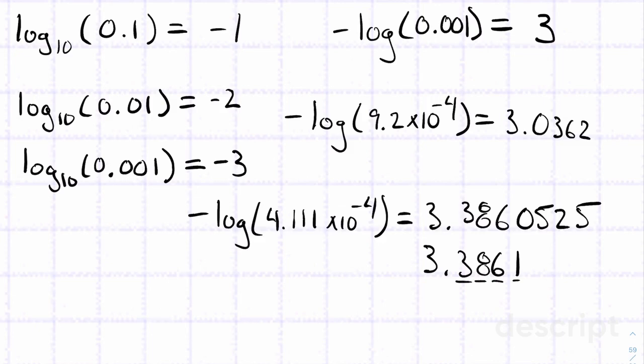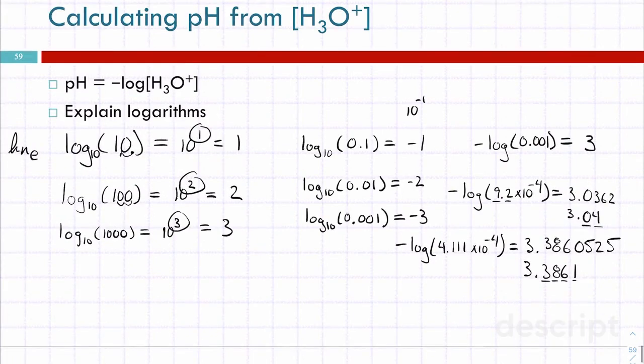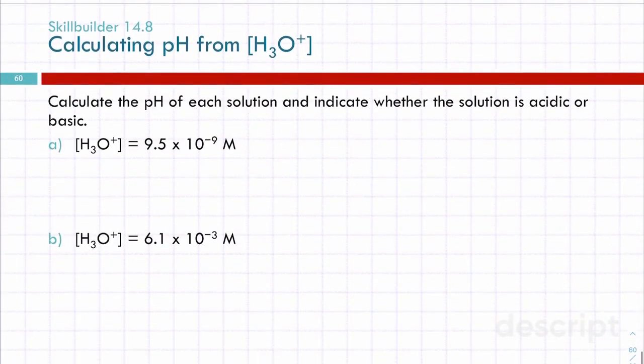So these are the 4 significant figures. I know logarithms change everything. This is why logarithms are weird. What about that one, the 3.0362? Oh, this one would have been, since this is just 2 sig figs, this would be 3.04. So we'd start counting here. 1, 2. Okay. And most of the time, it's not going to be nice whole numbers.